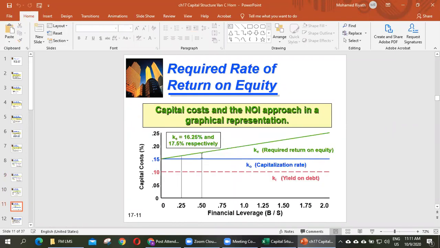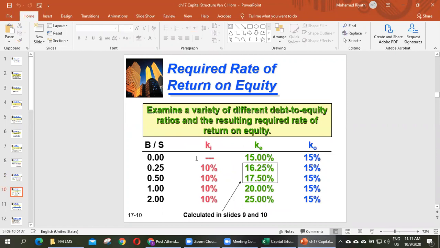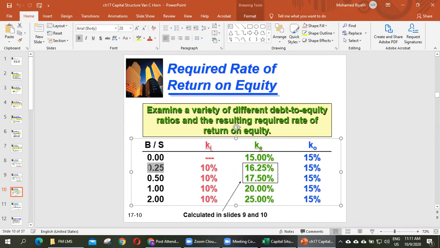And also here we will take more combinations. In this scenario we have taken a 0.25 ratio, a debt over equity ratio. This is debt over equity. See the calculation.